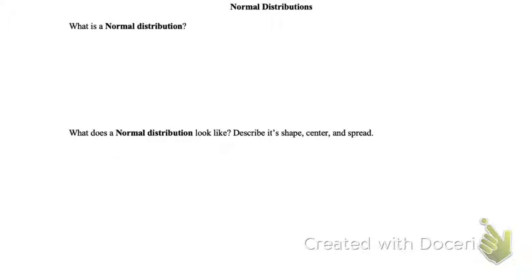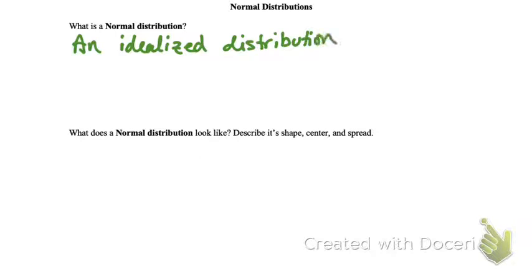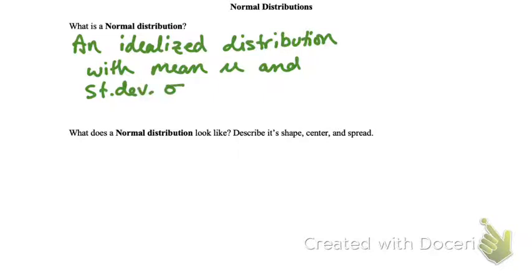A normal distribution is an idealized distribution with mean mu and standard deviation sigma. It's an idealized distribution with a mean of mu and a standard deviation of sigma.